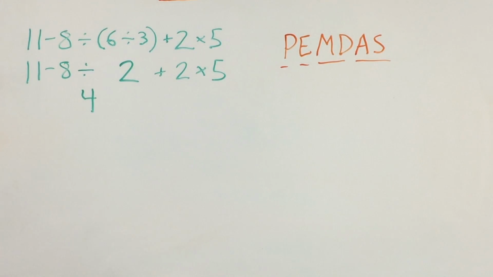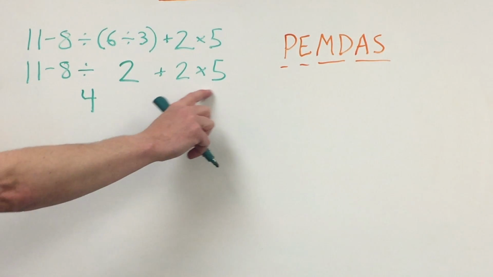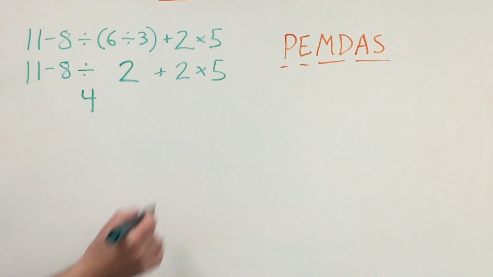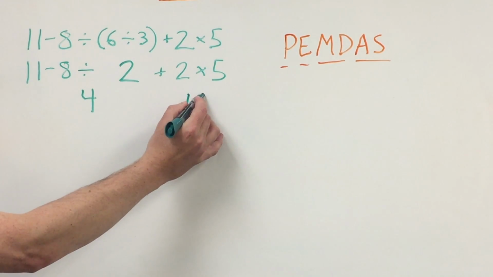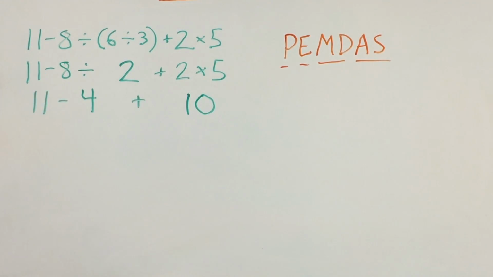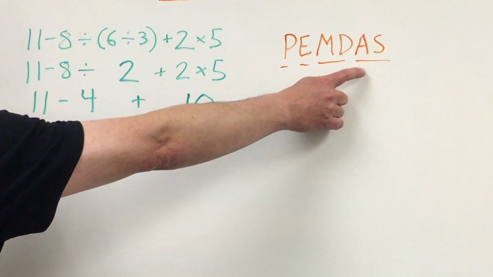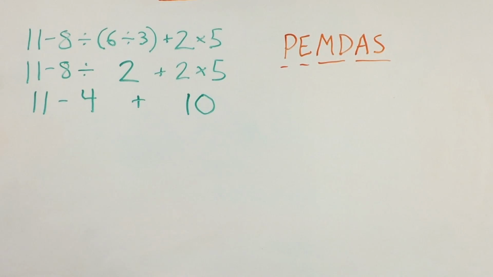Do we have other multiplications or divisions? Yes, we do. At the end, we have 2 times 5. 2 times 5 is 10. Now we do addition and subtraction. You have to be careful here too. We do addition and subtraction at the same time, going left to right.